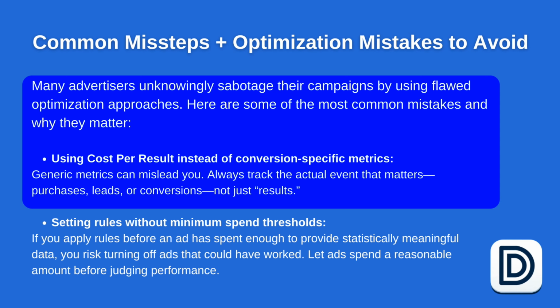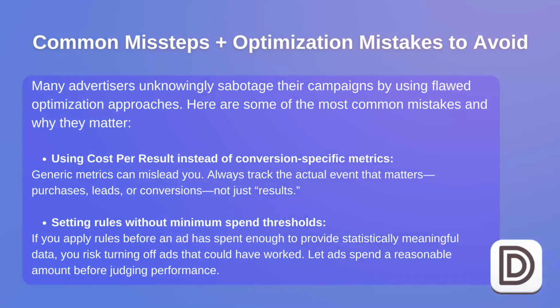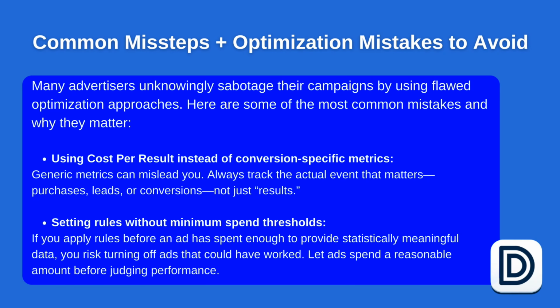They use cost per result instead of conversion-specific metrics. Remember, don't put cost per result, put cost per purchase, cost per lead. This can happen because sometimes generic results can be misleading. Also, the machine just might screw up. Like, that's also in the cards, right? It's not 100% perfect all the time, so make it easy for it to not make mistakes. And you want to make sure that you're tracking the event that actually matters, right?